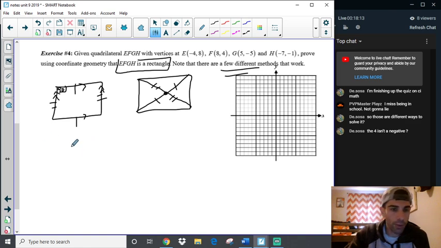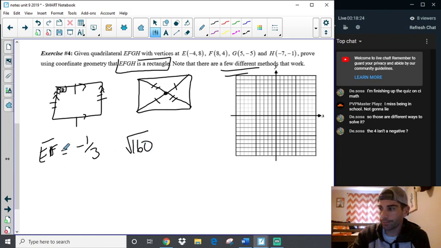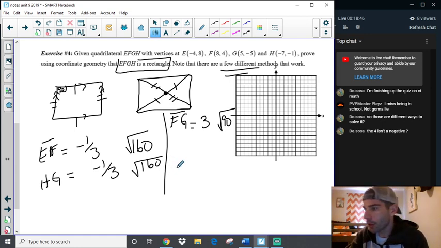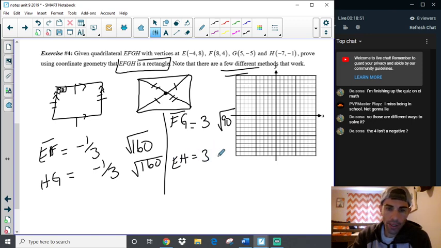Okay, so when I was doing this one, I had EF, and I had the slope to be -1/3, the distance to be the square root of 160. HG, I found also -1/3. Its distance was the same, the square root of 160. When I did FG, I found its slope to be 3, and its distance to be the square root of 90. And which side am I missing? EH. Its slope was 3, its distance was the square root of 90.